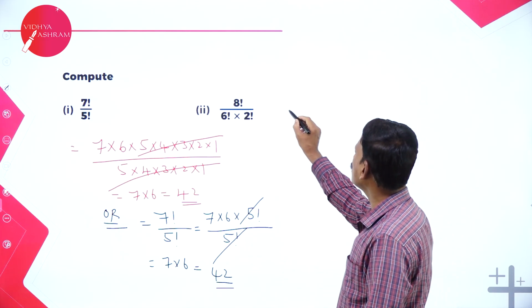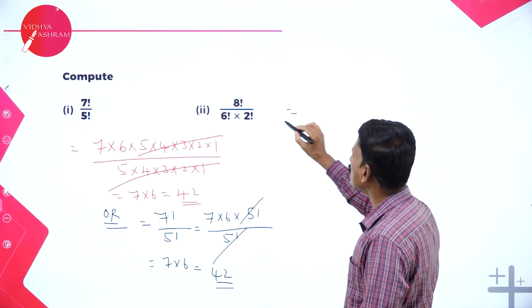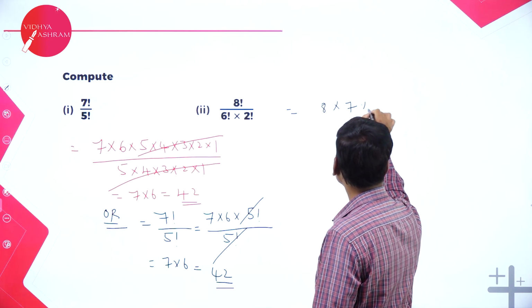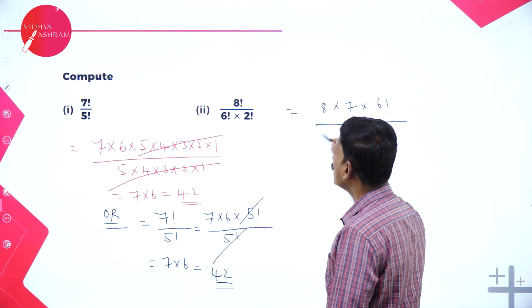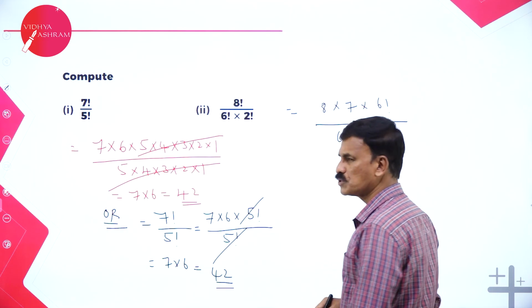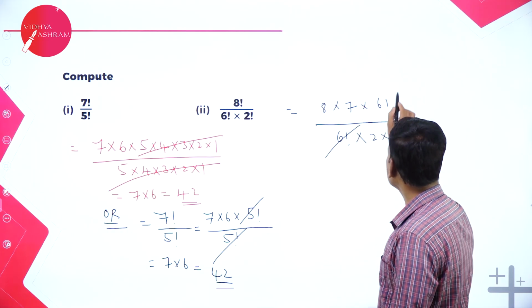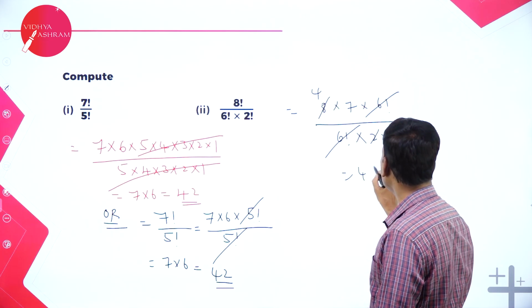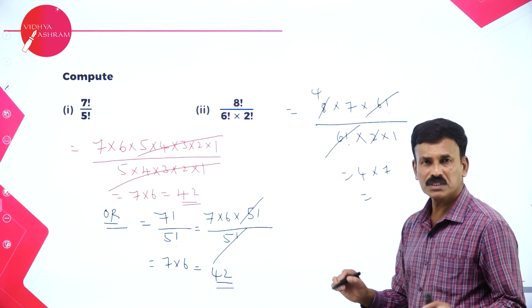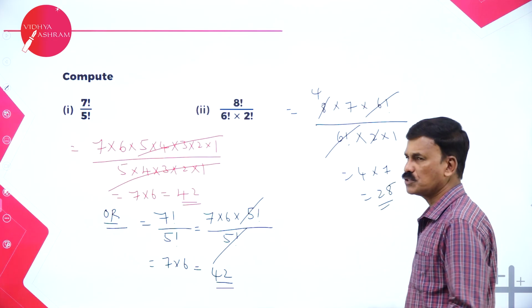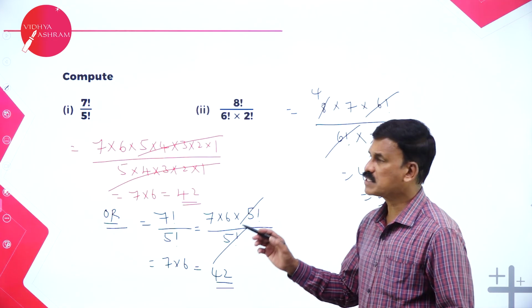Similarly, this problem can be solved using 8 factorial, which means 8 into 7 into 6 factorial. In the denominator, we have 6 factorial and 2 into 1, which is 2 factorial. 6 factorial gets cancelled. 2 4s are 8 gets cancelled. 4 into 7. So, just multiply it. That's it. 7 into 4 is 28. That's it. 28. Okay. So, very simple.